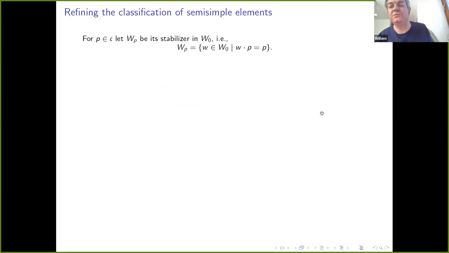And now we come to refining the classification. As I said before, we already have a classification of semi-simple elements because we have our Cartan subspace, and we can say, well, that's it, that's the class. In fact, that's one of the classes of the Frustrati classification, for example, one of the nine classes. But we can refine this, and this works in the following way.